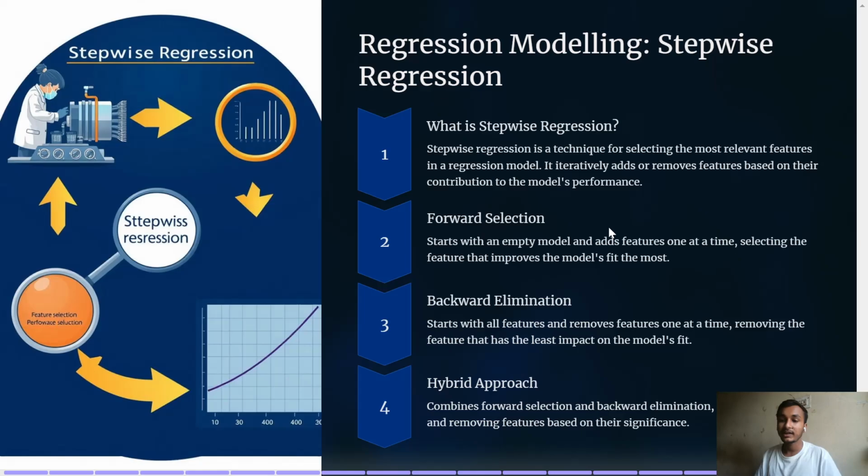So forward selection adds features only one at a time, selecting the feature that improves the model's fit the most. And for backward elimination, it removes features one at a time, removing the feature which has the least impact on the model's fit. And a hybrid approach is also there, which combines forward selection and backward elimination, iteratively adding and removing features based on their significance.